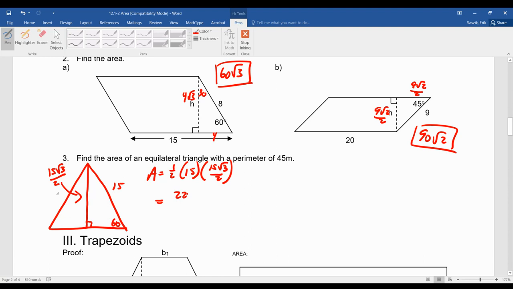15 times 15 is 225. And we get that for an answer. Okay.